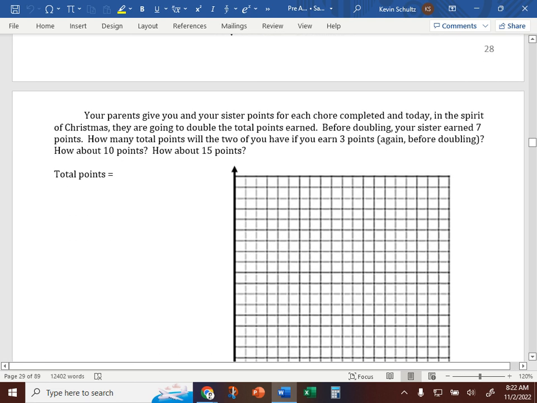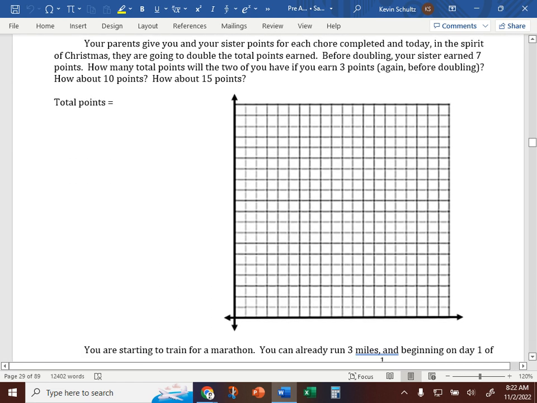Your parents give you and your sister points for each chore completed, and today, in the spirit of Christmas, they're going to double the total points earned. Total points earned before doubling: your sister earned 7 points. How many total points will the two of you have if you earn 3 points, again before doubling? How about 10 points? How about 15 points? So we're going to start here by writing an expression for the total number of points earned. They are going to double the total points earned by you and your sister. Your sister's already earned 7. What expression is going to show doubling the sum of you and your sister's points?